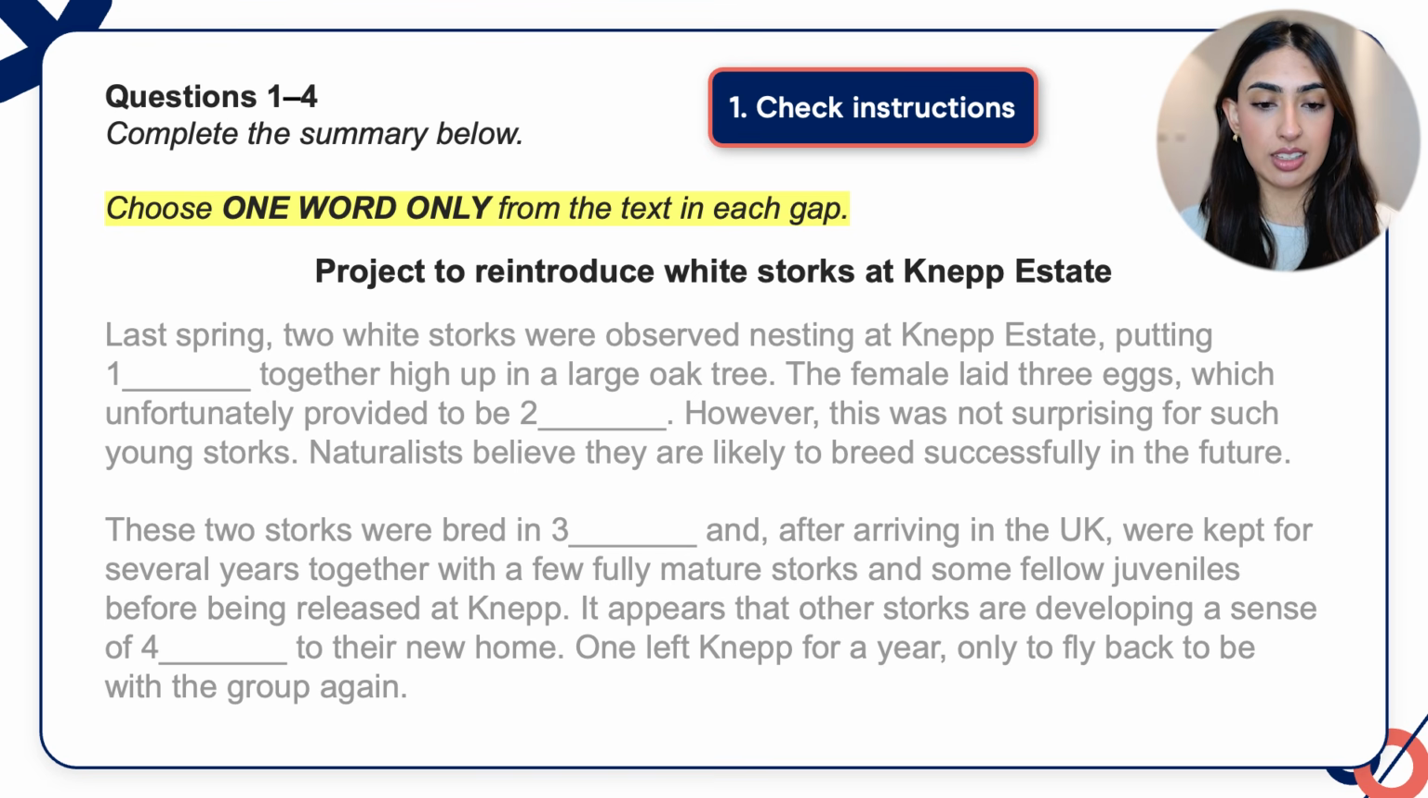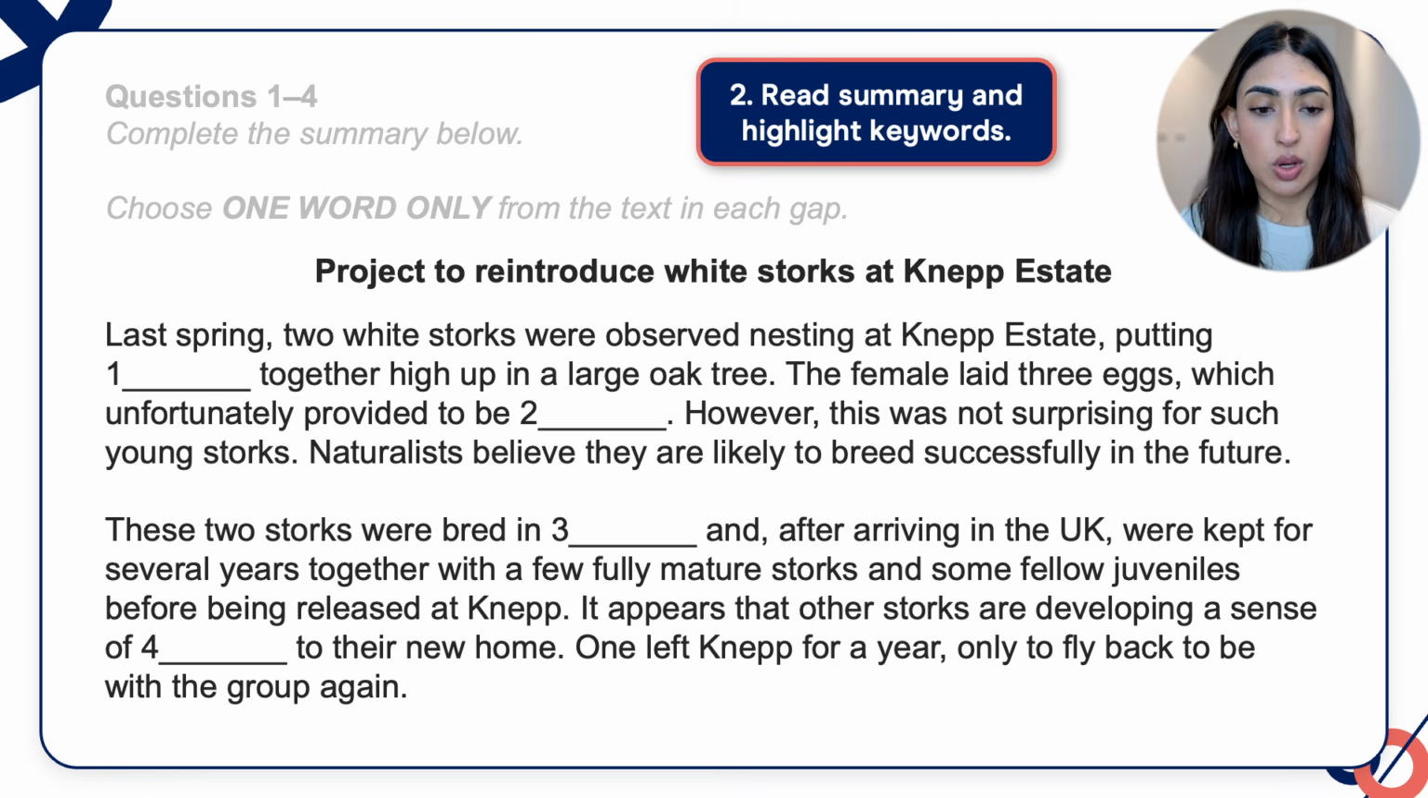The instructions tell us, questions 1 to 4, complete the summary below. Choose 1 word only from the text in each gap. This means that you can only write 1 word, which must come from the text, and once we've selected our answer, it needs to go in the gap. Remember to pay close attention to the instructions. In this task, the answers must come from the text, so we cannot change the word form.